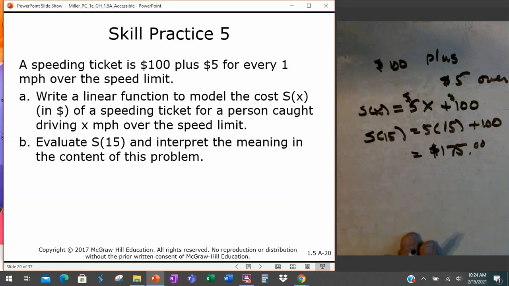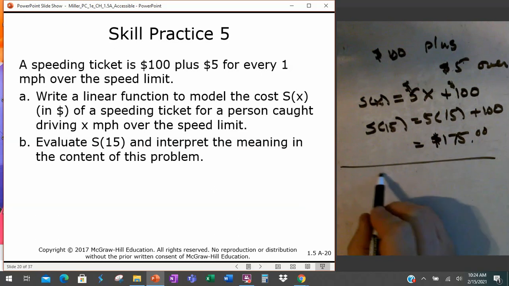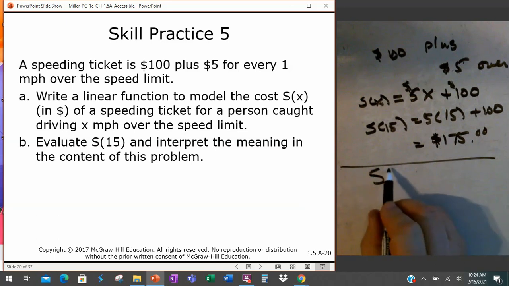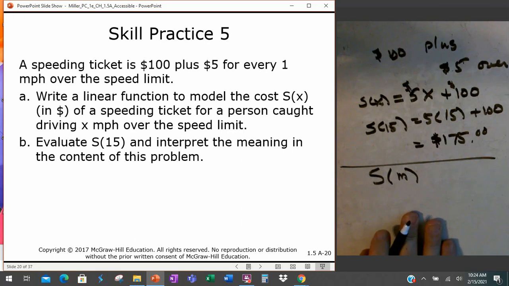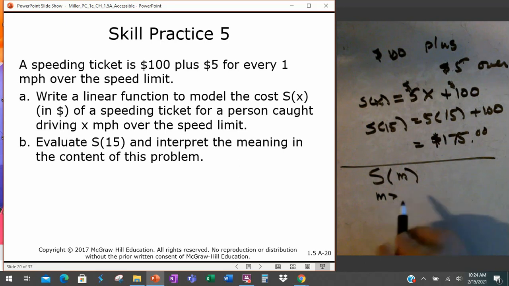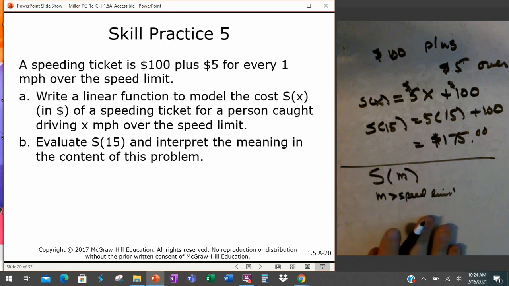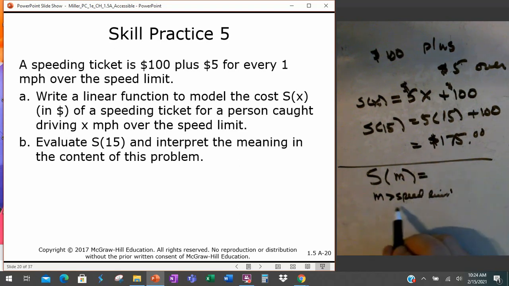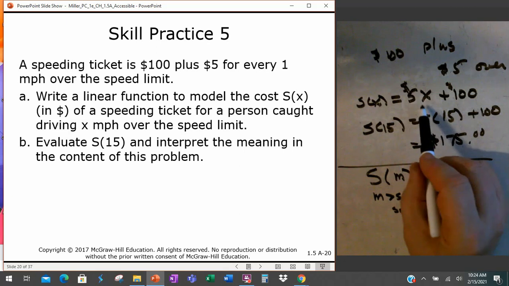Okay. Now, I could also do a similar function where the cost would be based on your miles per hour. Okay. So this is assuming where m is greater than the speed limit. Okay. This is your rate greater than. And here's what I would have to do: I would have to know what the speed limit was. So let's say we were at 55, I would do the very same thing here.